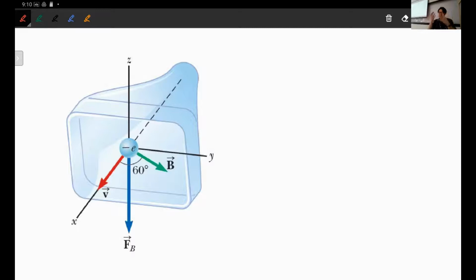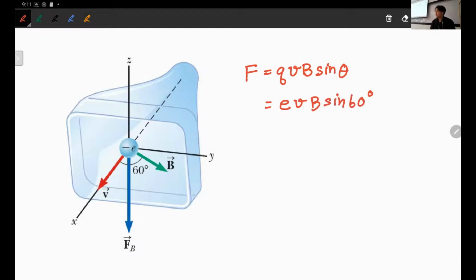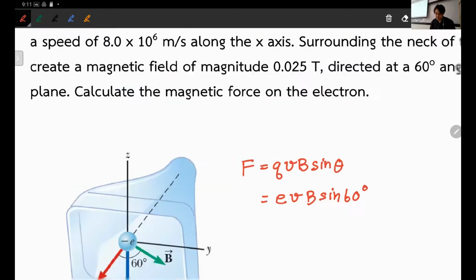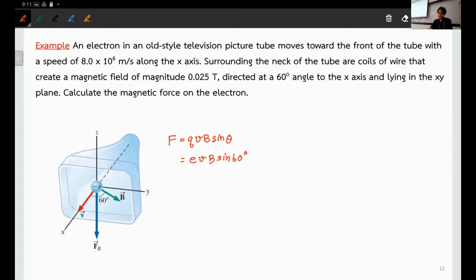Okay, if you don't think too complicated of the whole thing, just follow the formula. Force is just the charge times the velocity, magnetic field strength, and the sine of the angle between the V and B. Okay, so in this case, all you need to do is just substitute the charge to be the electric charge. Okay, the velocity is known, no big deal. The magnetic field is given. Now you just put the 60-degree angle in there. Okay, all right, and that's it. You just be able to calculate the magnetic force this way.